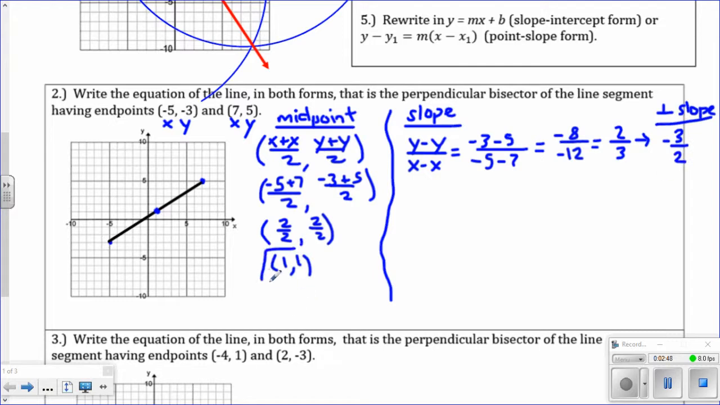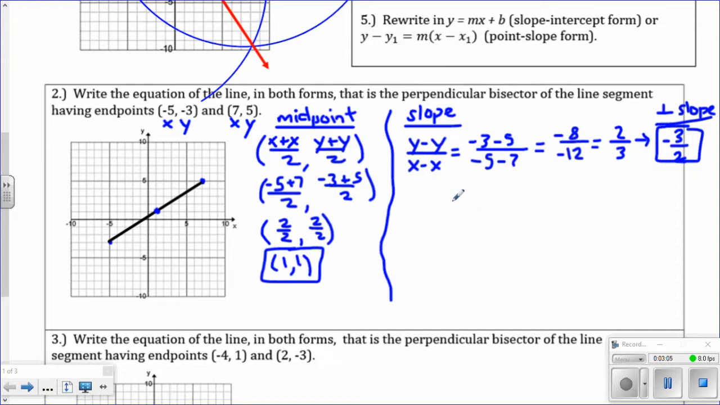So the main things we have here are, we know the midpoint's (1, 1). And we know that the perpendicular slope is negative 3 halves. Ooh, that looks like I kind of covered that up there. Okay, now we have to actually get the equation. Now, this should seem familiar from a few lessons ago.